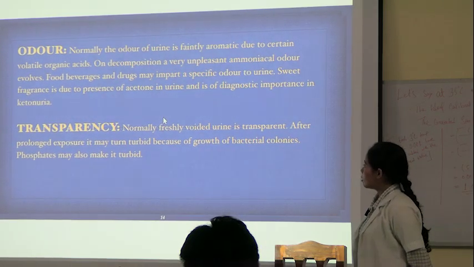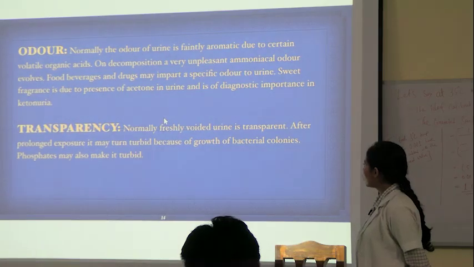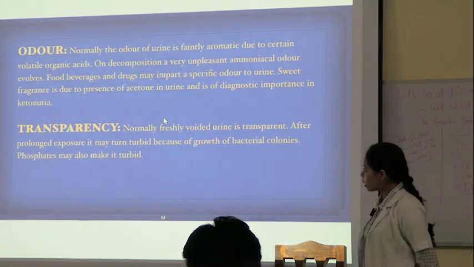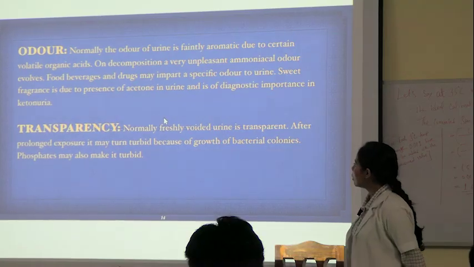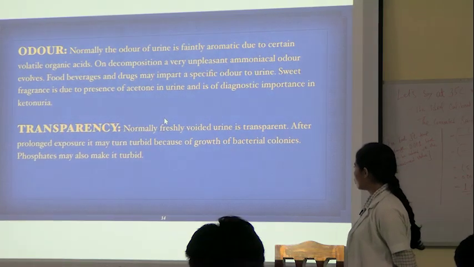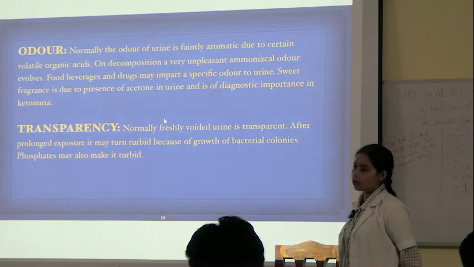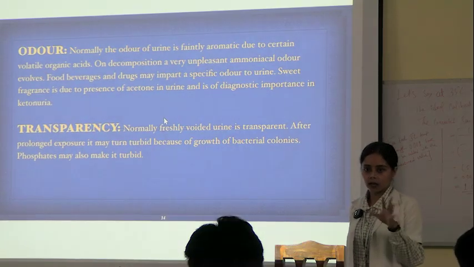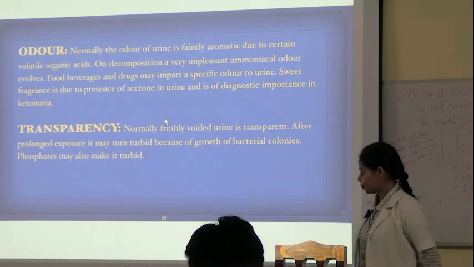So transparency. Normally freshly voided urine is transparent. After prolonged exposure, it may turn turbid because of growth of bacteria colonies. Phosphates may also make it turbid. Turbid means it's not clear.